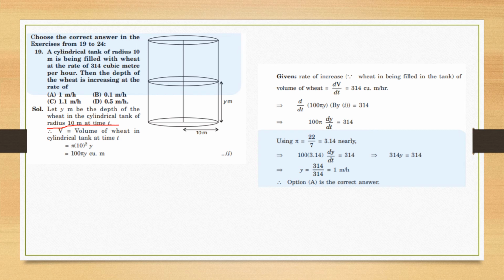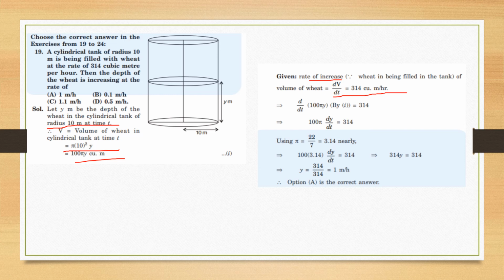Now V is the volume of the wheat in the cylindrical tank, so this is pi r square h, where h is y and the radius is 10. So pi r square h gives me 100 pi y cubic meter. Now given rate of increase, that means dV by dt, the rate of change of volume, is 314. Now differentiate this function, I'll get 100 pi dy by dt equal to 314.